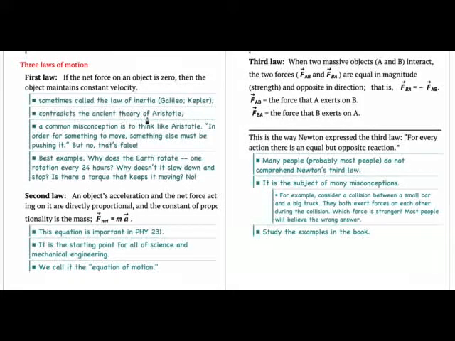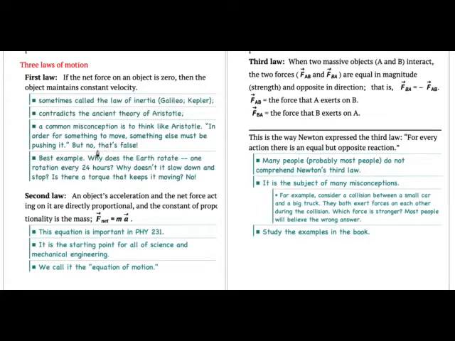It contradicts the ancient theory of Aristotle. Galileo sort of overthrew the ancient theory of the Greek philosopher Aristotle. Aristotle said an object in motion will eventually come to rest. That contradicts the law of inertia, which says an object in motion will continue in motion with a constant velocity if the net force is zero. It's a very common misconception today to think like Aristotle. In order for something to move, something else must be pushing it. No, that's false.